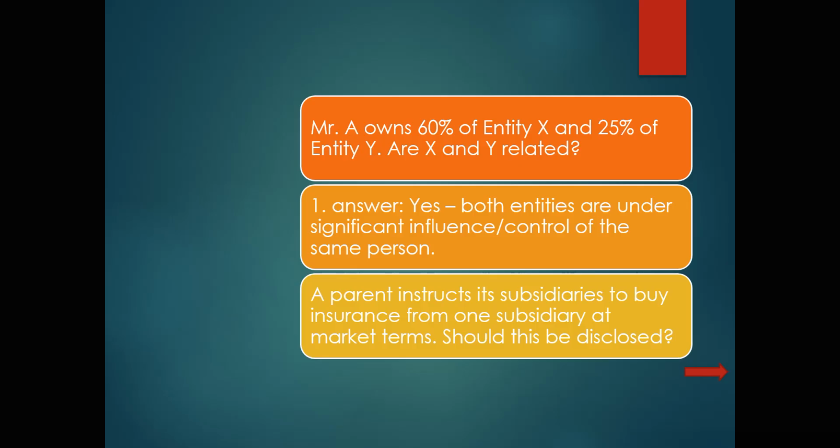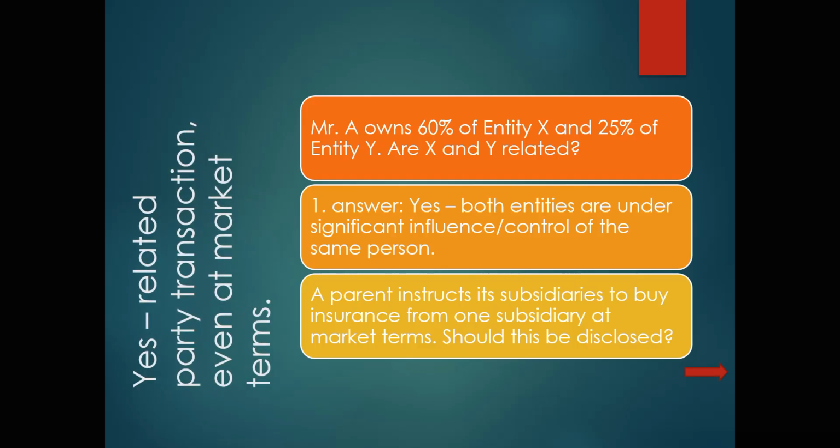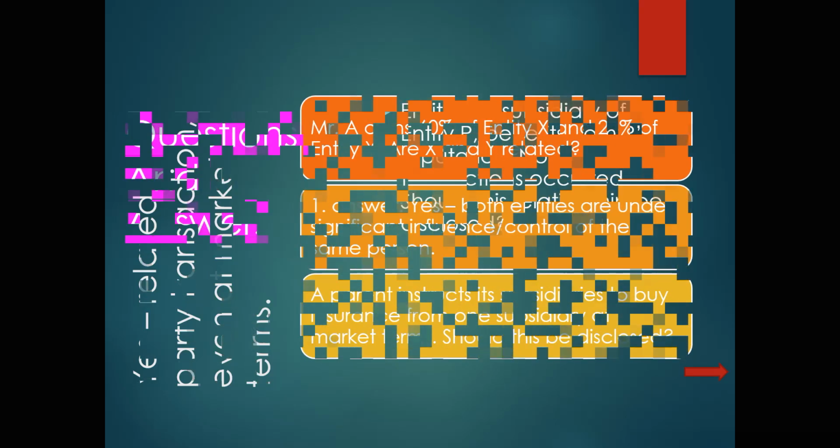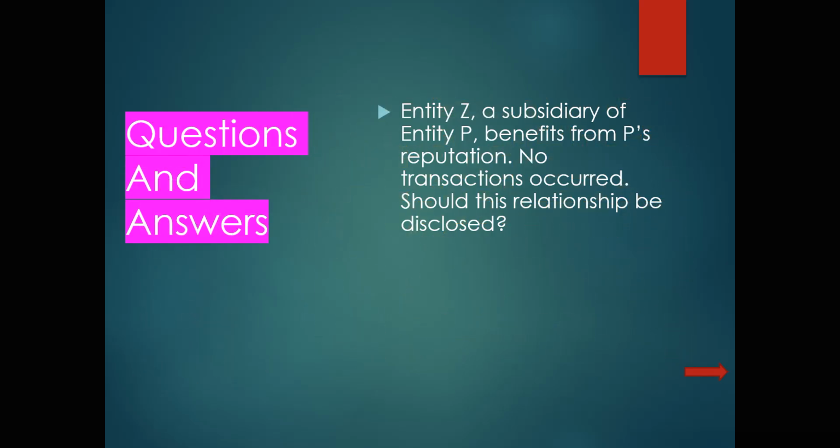A parent instructs its subsidiaries to buy insurance from one subsidiary at market terms. Should this be disclosed? I need the answer, please. Yes, because they are related party transactions, even at market value or market terms, so they should be disclosed.